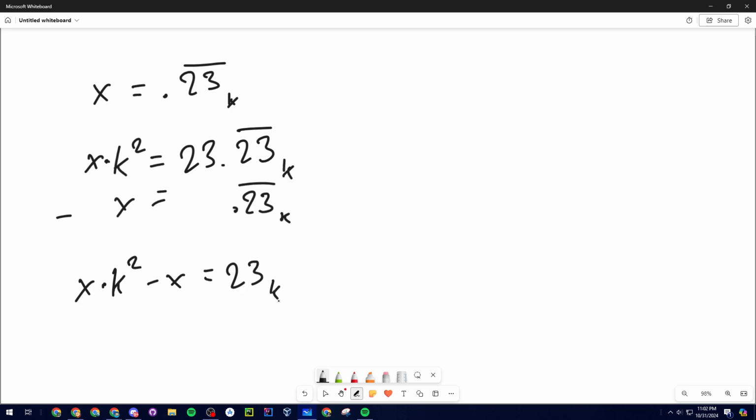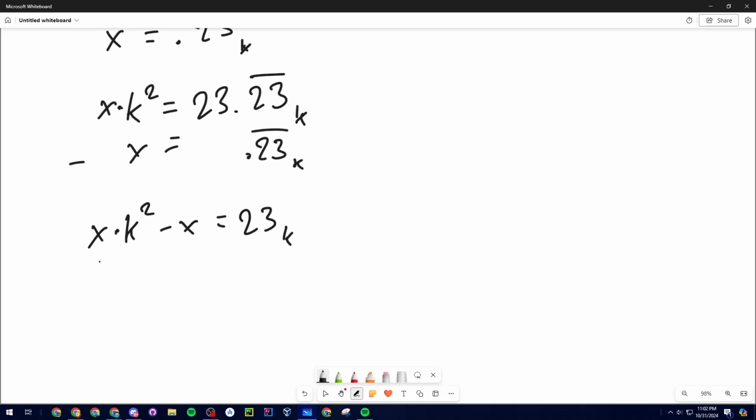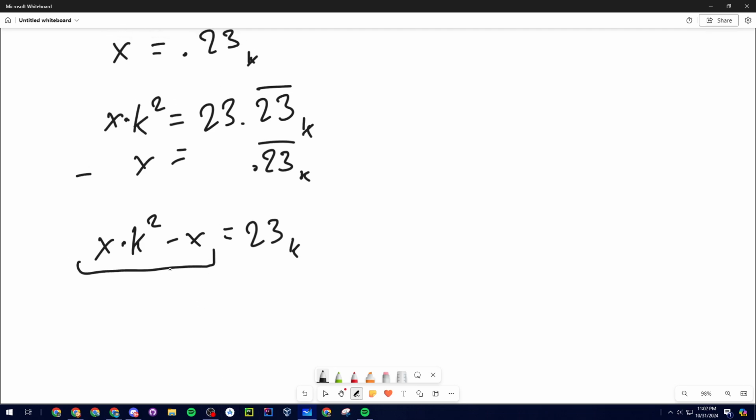Now we need to figure out what we're working with. Is this in base 10 or base k? Let's think about it. If it was in base 10, we wouldn't be multiplying by k squared, we'd be multiplying by 100 in base k. So this whole side is already in base 10, and this is already in base k.